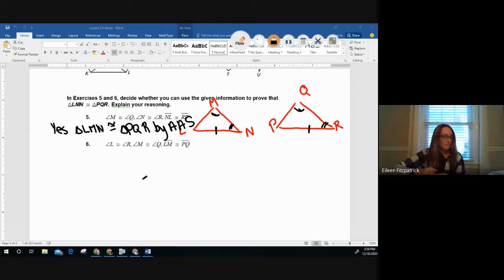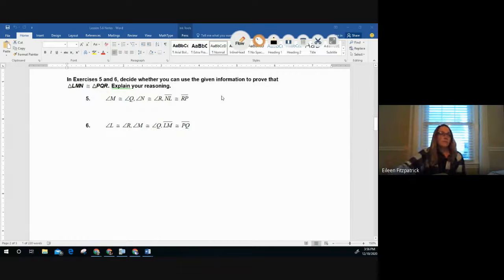All right. Now, if you wanted to use the third angle theorem, you technically could mark angle L congruent to angle P. And if you do that, you could actually now use angle, side, angle. So you could use a different postulate, but you'd first have to tell me based on the third angle theorem that those two angles are congruent because that was not given. All right. Let's move on to problem 6.